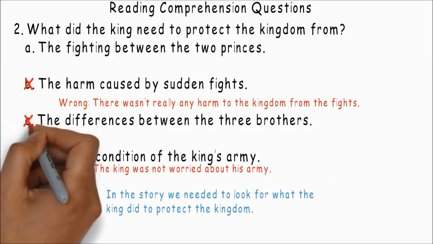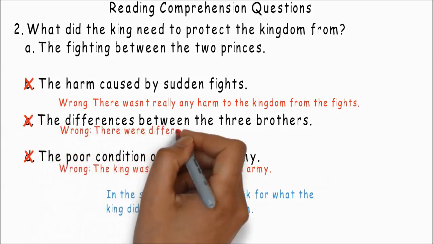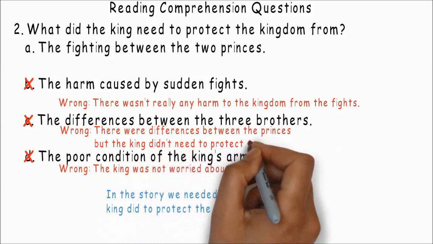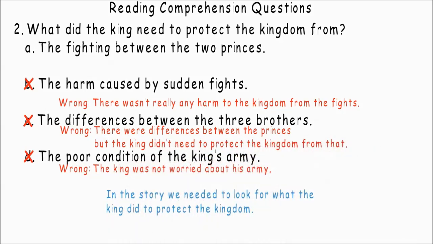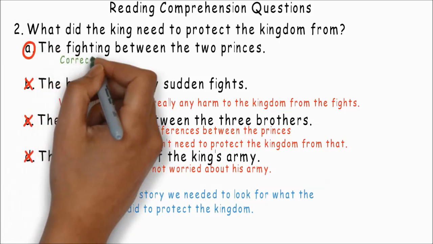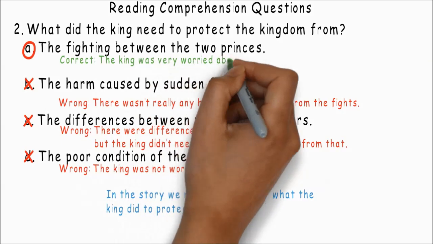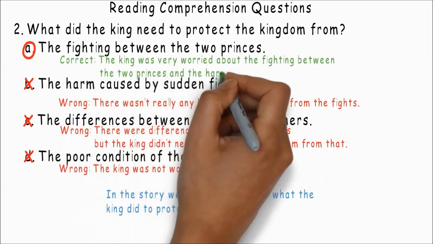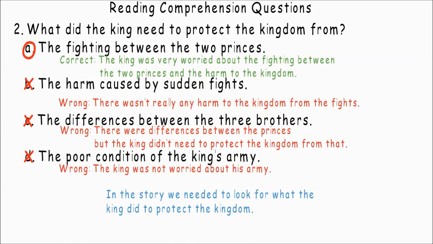It's not C, the differences between the three brothers. There were differences between the princes, but the king didn't need to protect the kingdom from that. So the answer must be A, the fighting between the two princes. The king was very worried about the fighting between the two princes and the harm to the kingdom.